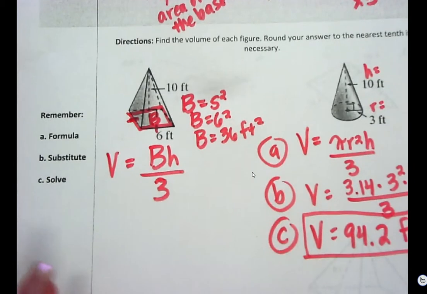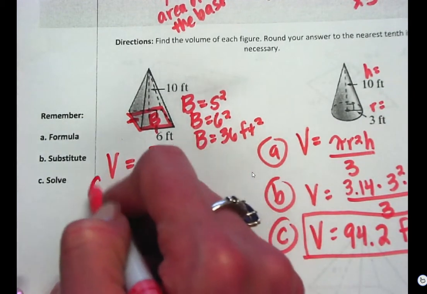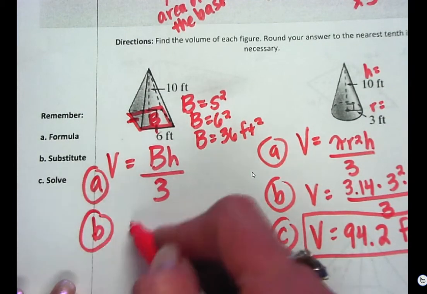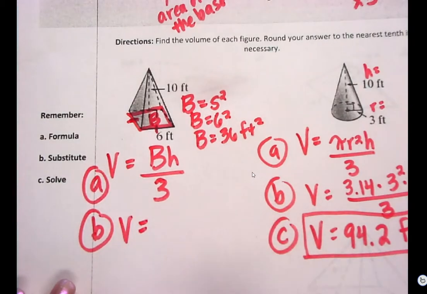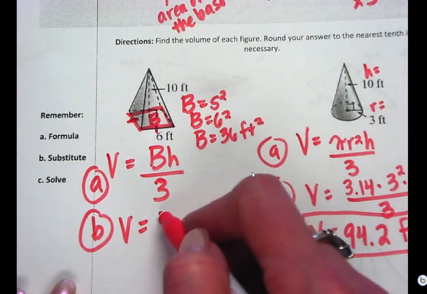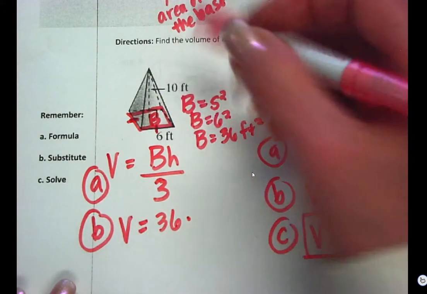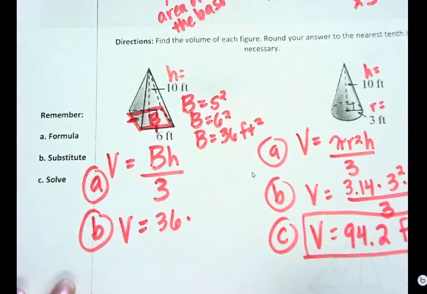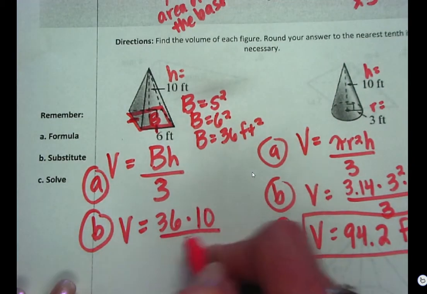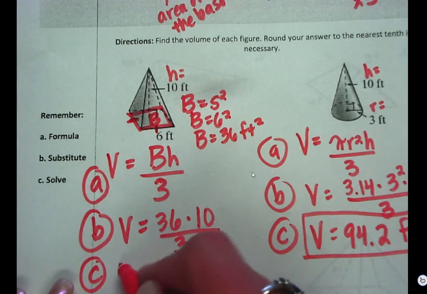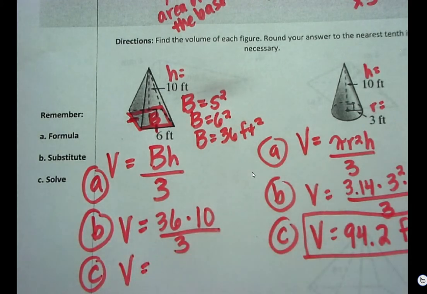Once we have big B, so here's our formula, we can plug it into the formula and solve. Volume equals big B, 36, times height, which is what? 10, and then we divide by 3. So volume is 36 times 10 divided by 3. 120.